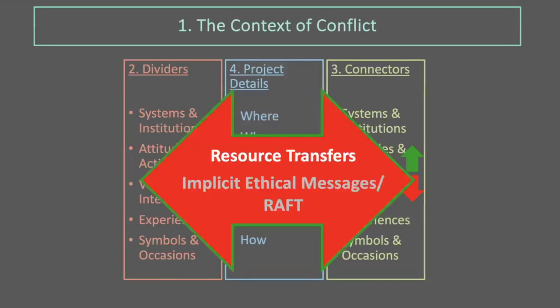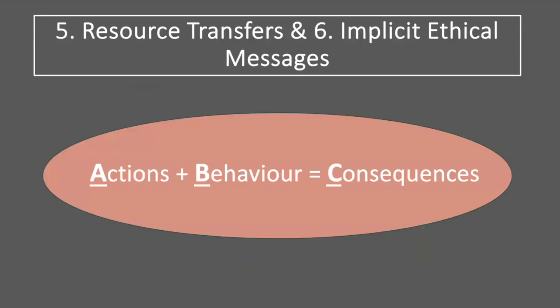And that happens through our actions, the resource transfers, and our behavior, so our conduct, and thus would be through implicit ethical messages and the Raft criteria. We'll go through them one by one before I give you your next assignment. This is all fairly easy to remember. So essentially actions, A, plus behavior, B, has C, consequences. So we need to be mindful of how we do the things we do. And so that will be the behavior. And we need to be mindful of what it is that we're doing when we want to work in a conflict-sensitive way.